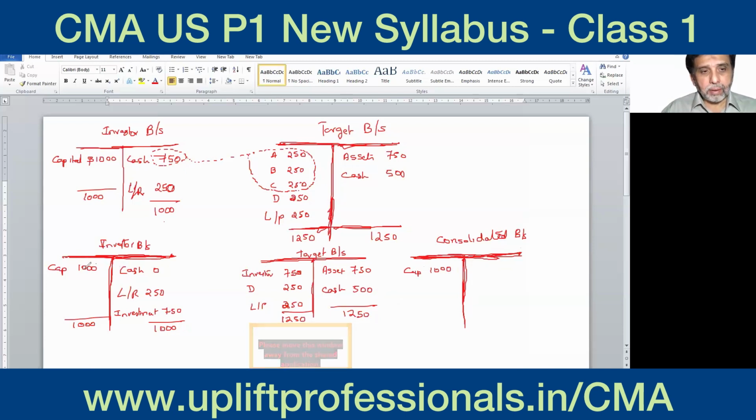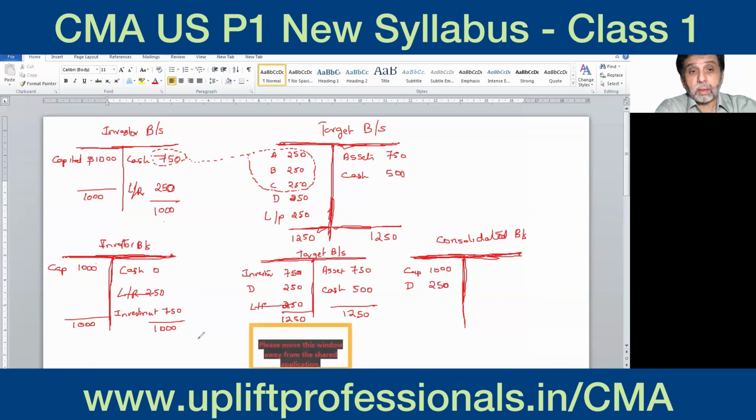Okay, that is this capital, 1,000. Fine. And then all these will be represented by the assets. The D capital will be shown, which is the non-controlling interest, 250. Okay. The intercompany receivables and payables will get cancelled. This will all be done by working sheet entries.